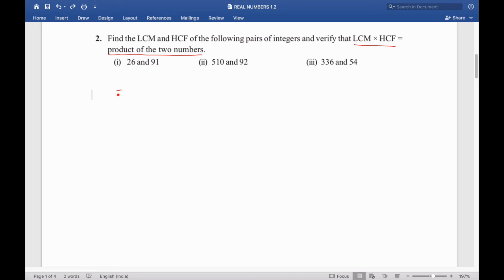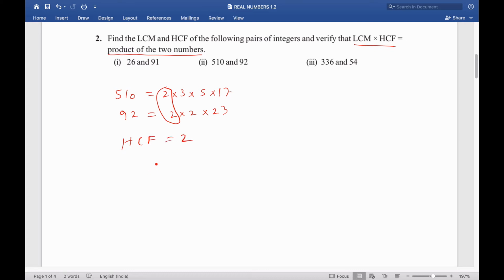So moving to part 2, let's first find the HCF. So in this case 510, we can write in the prime factors as 2 into 3 into 5 into 17, and 92 we can write as 2 into 2 into 23. I can see highest common is only 2, so I can write HCF is equal to 2.